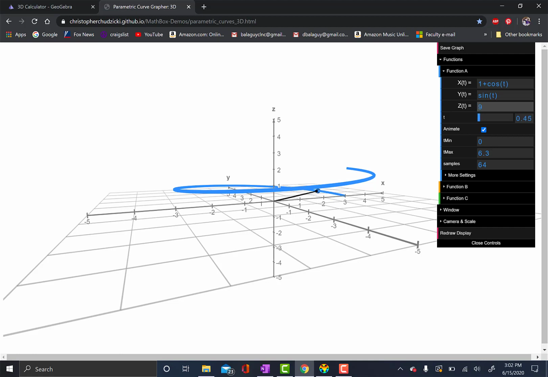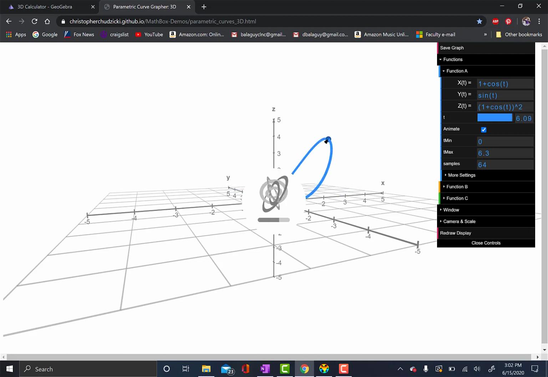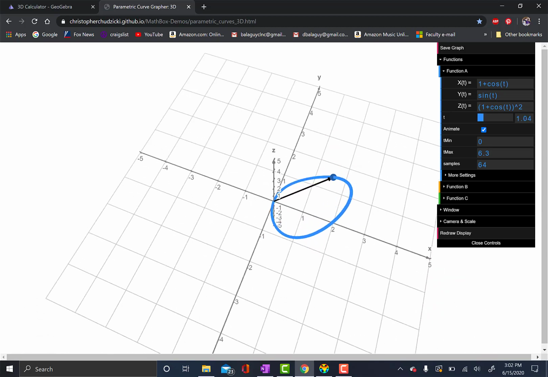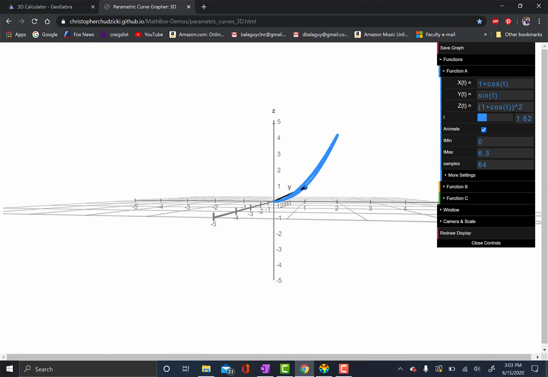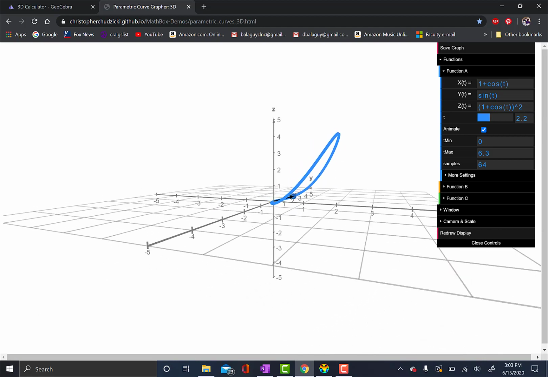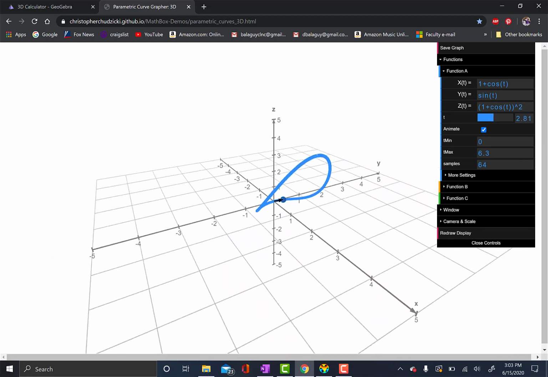So open parentheses, 1 plus cosine of t. Just being careful and abiding by its syntax. And that should be squared. I hope it uses a caret key. And let's see if it'll graph it for me. Oh, there it is. So I guess I was right. In the end, it looks like a rubber band kind of wrapping around that vertical cylinder. There is my curve of intersection.